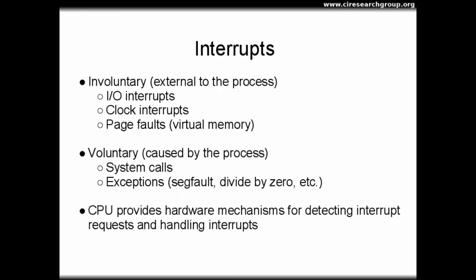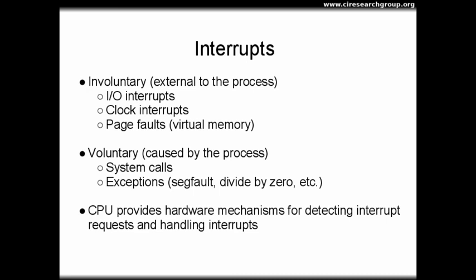Interrupts can also be voluntary, in other words, created by a process that's running. System calls and exceptions, such as segfault or divide by zero actions, can result in interrupts as well. And the CPU provides hardware mechanisms for detecting when an interrupt is occurring and handling the interrupt.